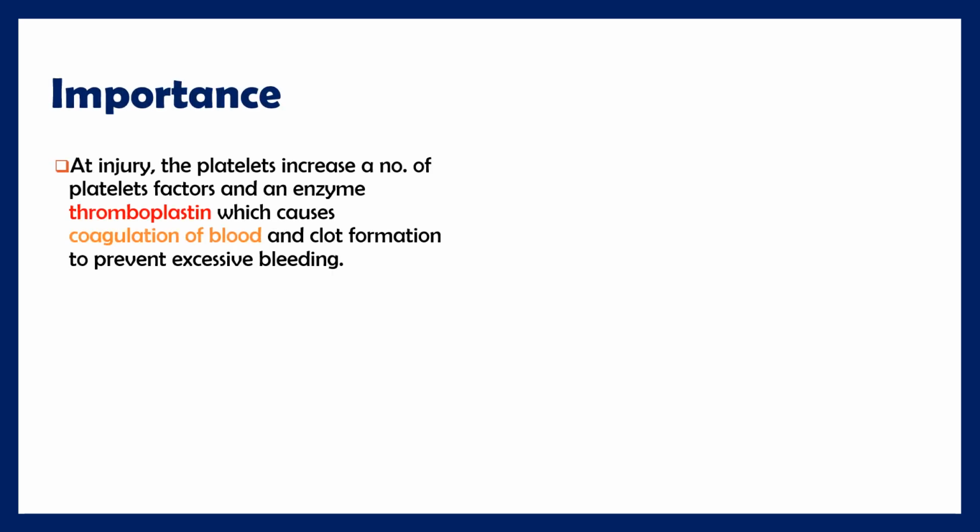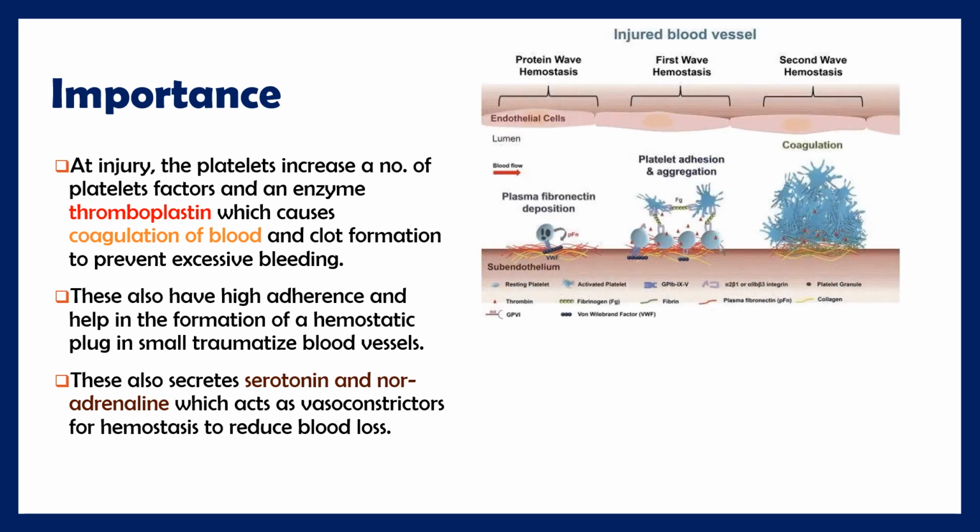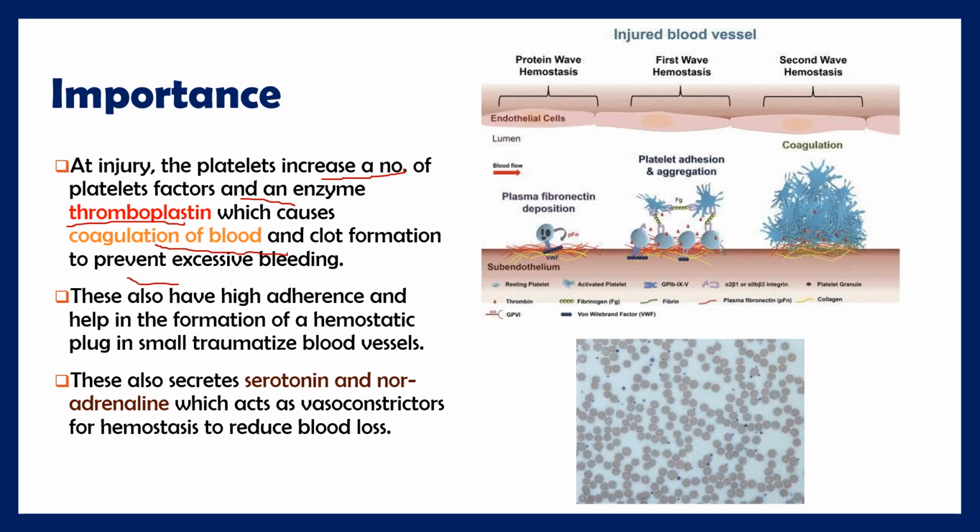So let's just discuss how the platelets work. So when there is injury, the platelet number increases, which is also known as thrombocytosis. So this occurs with the help of an enzyme known as thromboplastin, which causes the coagulation of the blood and clot formation to prevent excessive bleeding, right?